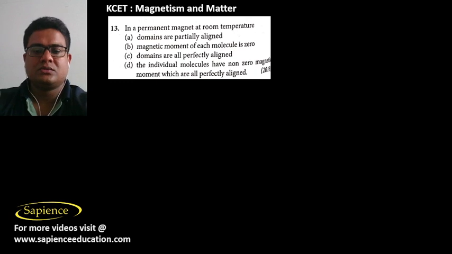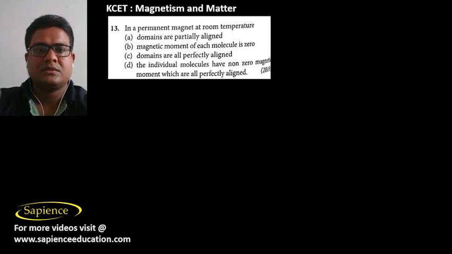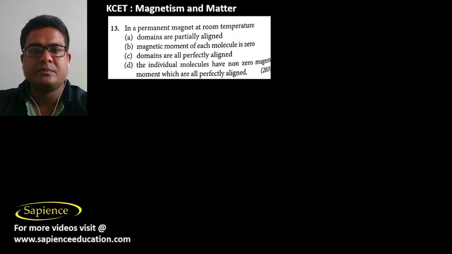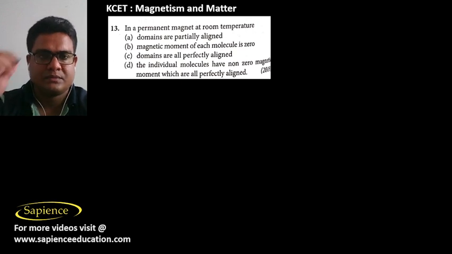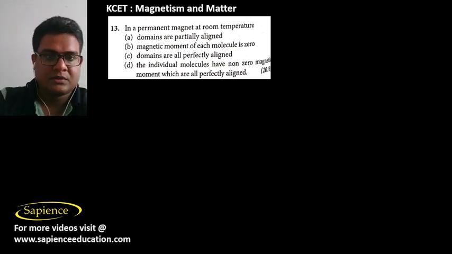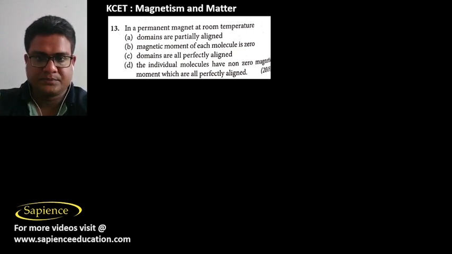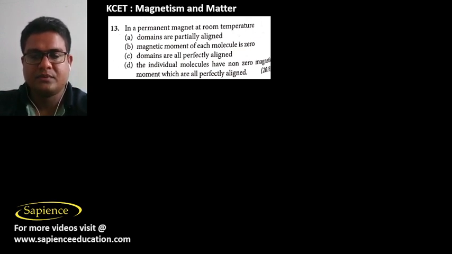Question number 13, it is told, in a permanent magnet at room temperature, the domains are partially aligned, or the magnetic moment of each molecule is zero, or the domains are all perfectly aligned, or the individual molecules are non-magnetic. So option A is the correct answer, that the domains are partially aligned.